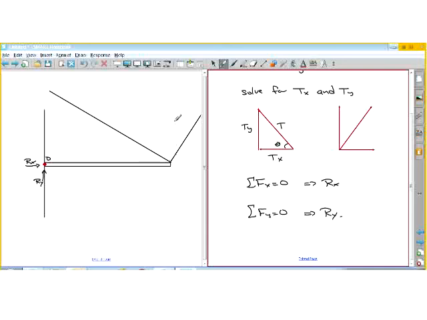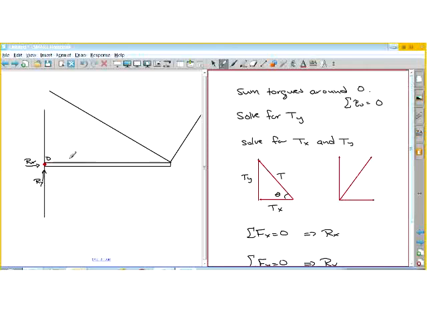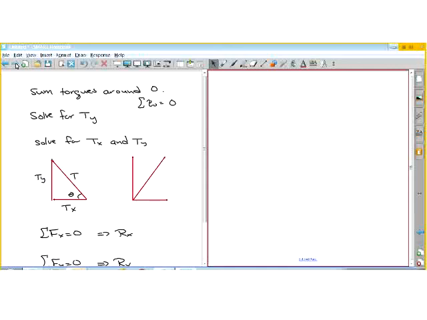Because at that point, when you get to here, you're going to know this y component, you're going to know all the weights. And remember, when we do the sum of the torques around here, anything that causes this thing to rotate clockwise is a negative torque. Anything that causes it to want to rotate this way is a positive torque. So you've got to make sure you get your signs right.